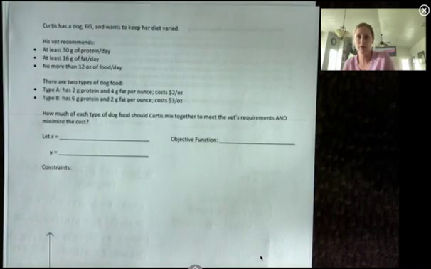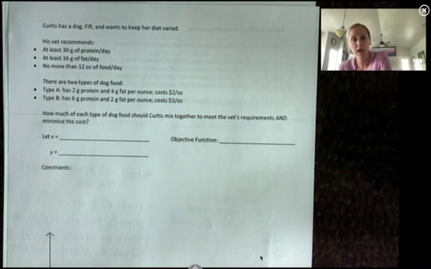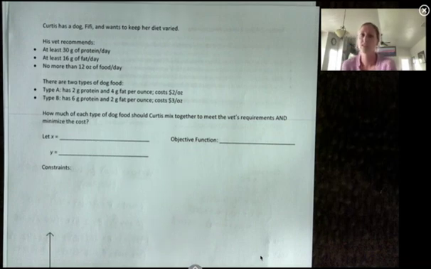Okay, so in this one, we have, sorry, keeps clouding up on me. Curtis has a dog, Fifi, and wants to keep her diet varied. His vet recommends at least 30 grams of protein every day, at least 16 grams of fat every day, and no more than 12 ounces of food per day. There are 2 types of dog food, type A, which has a certain amount of fat and protein, and then type B, which has a different amount, and their costs are given there per ounce. How much of each type of dog food should Curtis mix together to meet the vet's requirements and minimize the costs?